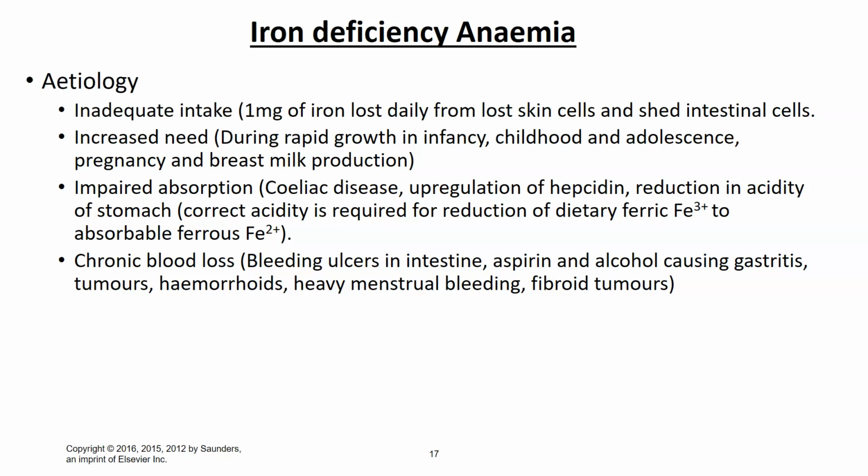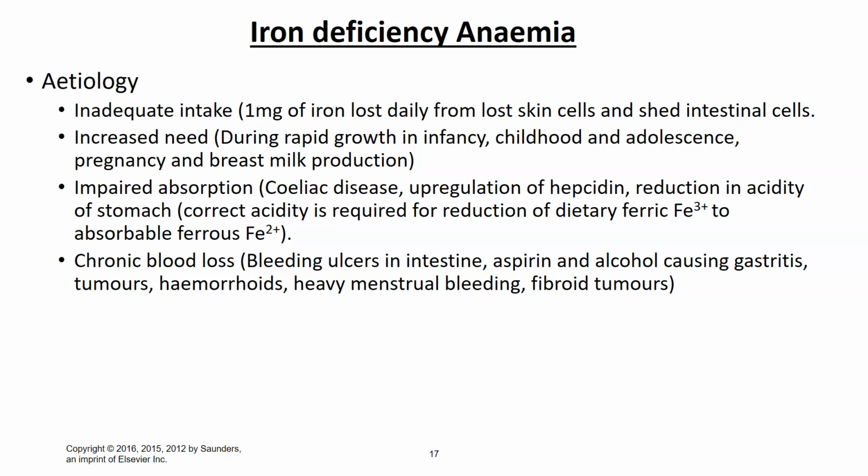There are cells in your mouth which are being shed. There are cells all along your digestive tract which are being shed, and every cell will contain a small amount of iron. So when you take all the cells which are lost, and if you measure the amount of iron that's lost as a result of that loss, it amounts to about 1 milligram.